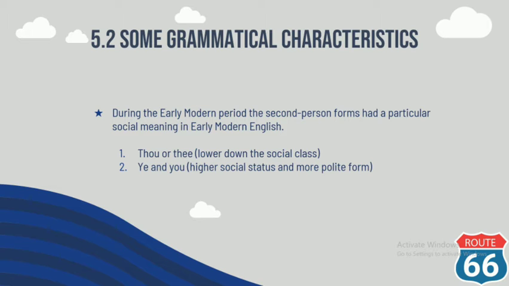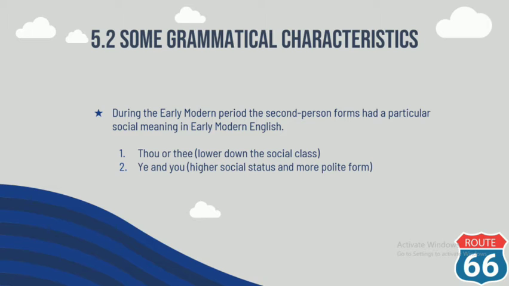The second person form also had a particular social meaning in early modern English. During the early modern period, thou and thee, ye and you were marked for social status, and when used in this way, ye and you could be applied as singular pronouns too. A person of higher social standing could address a person lower down the social hierarchy with either thou or thee and expect ye or you in response, since using ye and you showed a deferential awareness of that person's higher social status. Ye and you was a more polite form.